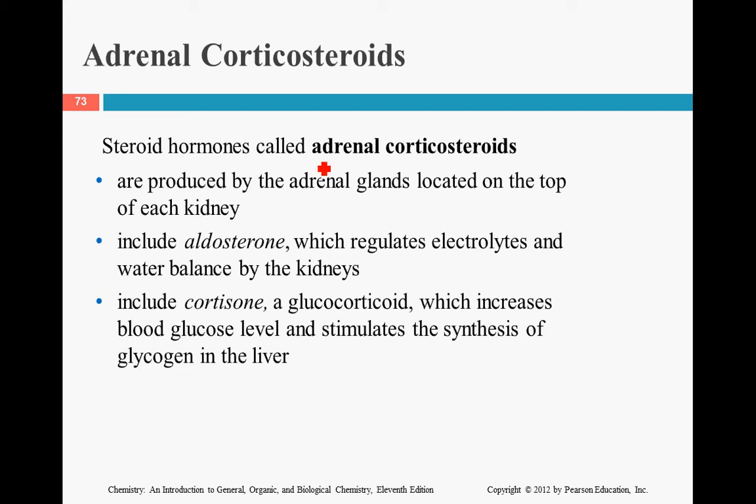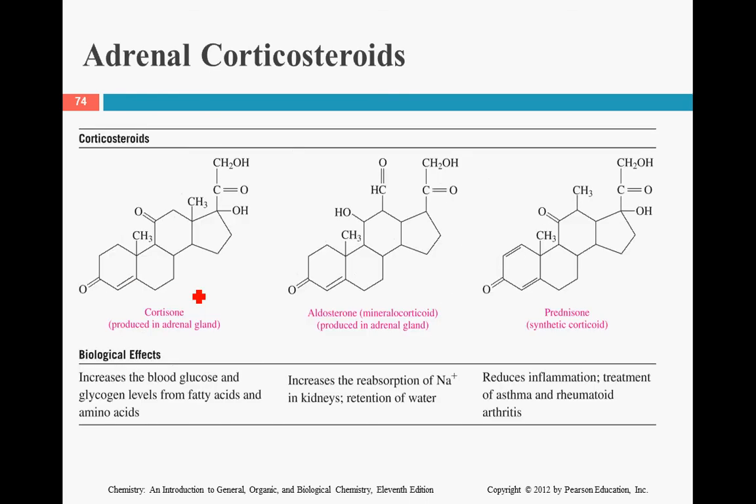Adrenal steroids are made from the adrenal glands, which are right on top of the kidneys. They regulate things like the water balance by the kidneys. They also include cortisone, which regulates the blood glucose levels. Here's how they're laid out. Once again, you're going to see the 4 rings, the 3 hexagons and the pentagon, the steroid nucleus.